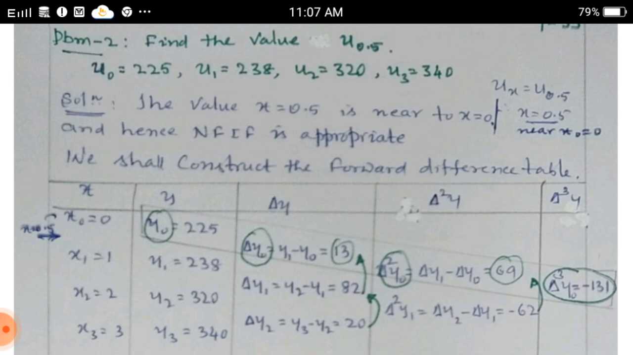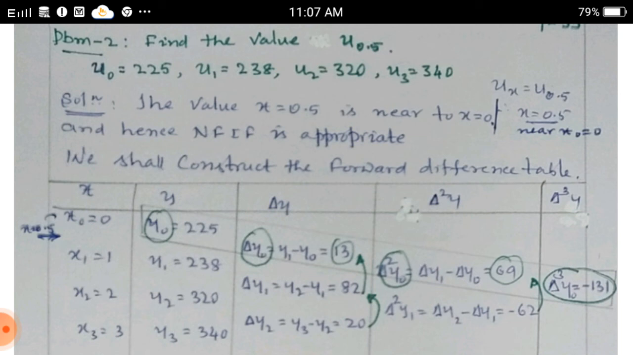Answer. The value x is equal to 0.5 is near to the first value x naught is equal to 0, or in the first half of the table, and hence Newton's forward interpolation formula, NFIF, is appropriate, the suitable one. So if we use Newton's forward formula, we construct the forward difference table.